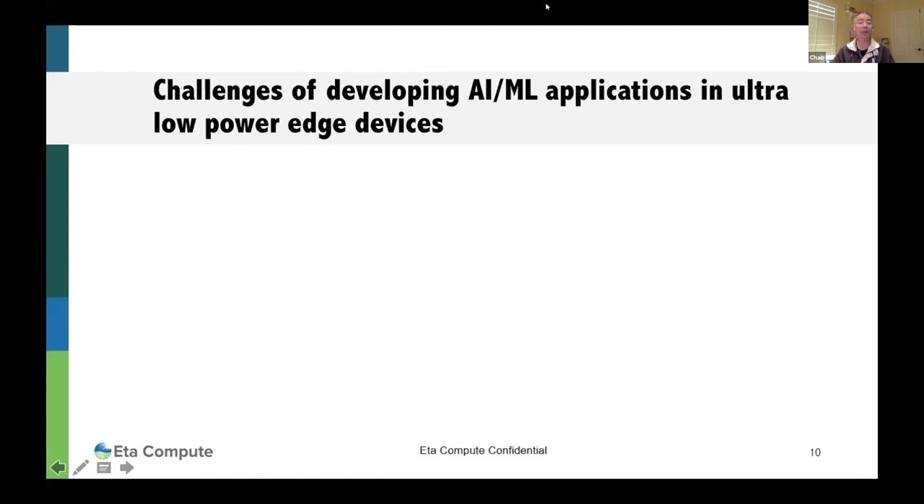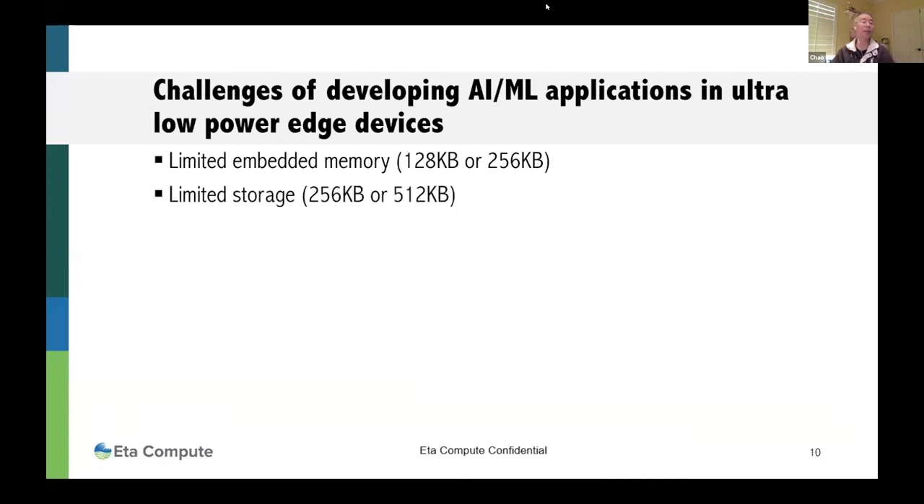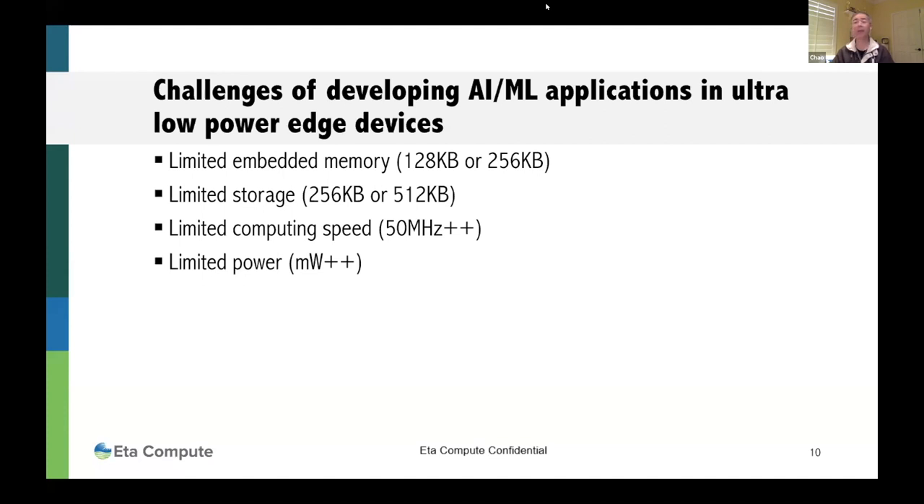There are a lot of challenges in developing AI machine learning applications on ultra low power edge devices. Some of them: first is limited embedded memory. These devices usually have less than 1 megabyte of SRAM. Usually, the device we are dealing with has only about 128 kilobytes or maybe 256 kilobytes of embedded SRAM. They also have very limited storage, such as embedded flash, around 256 kilobytes or maybe half a meg. Computing speed is also very limited, in the range of 100 or maybe even 50 megahertz. And power is very limited, either powered by a battery or maybe even by solar energy.